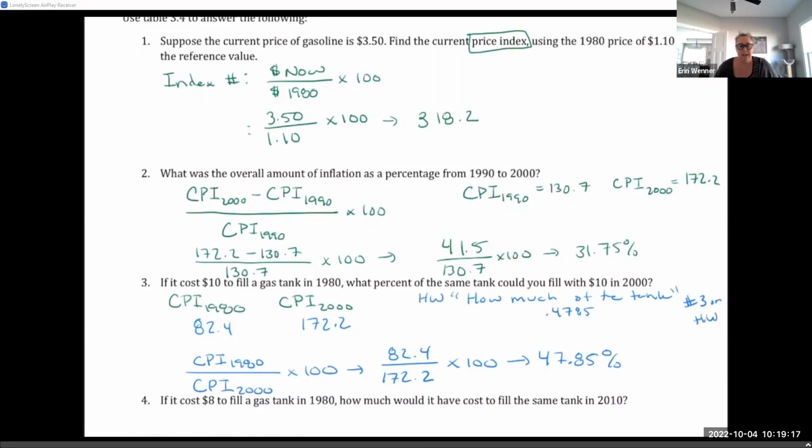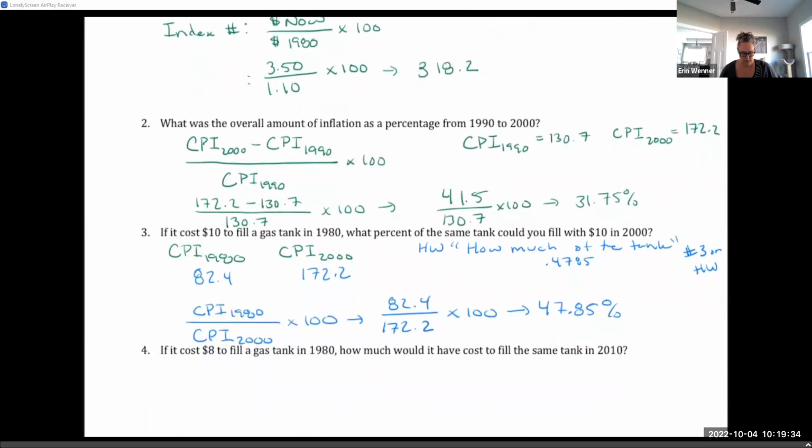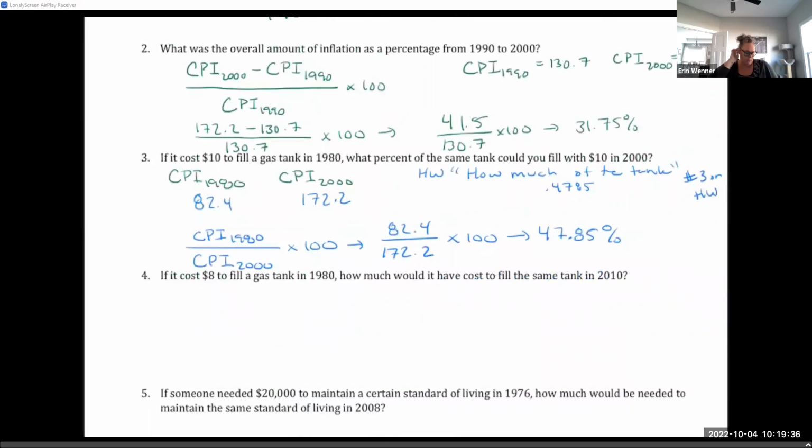So this drives home the idea of how our money changes value. From 1980 to 2000, over 20 years, you could only fill up half the tank with the same amount if we were looking at what it was worth. Number 4 says it costs $8 to fill a tank of gas in 1980. How much would it have cost to fill the same tank in 2010?